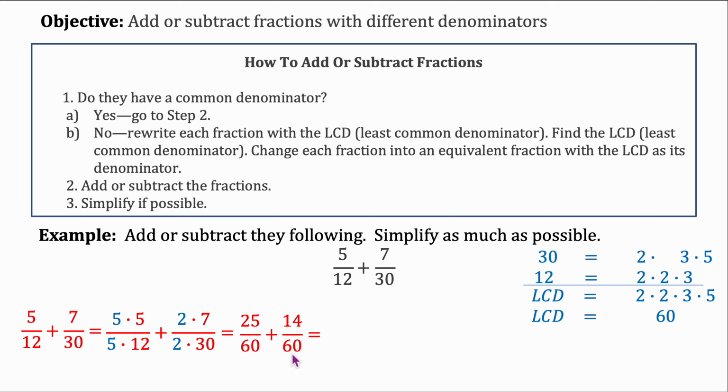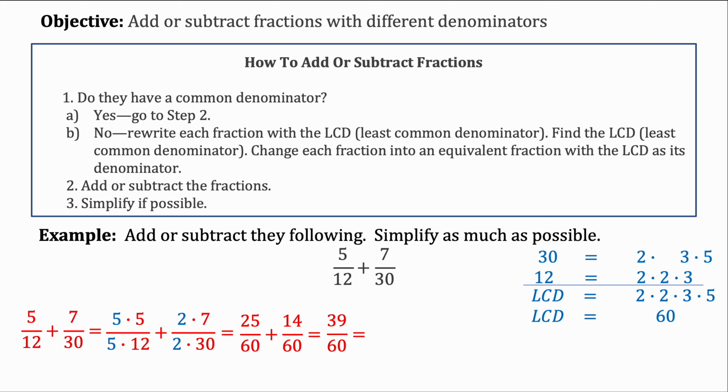So now we keep the 60, you add up the tops. 25 plus 14 is 39. Now, the instructions say to simplify if possible. So we want to simplify as much as possible. To do that, we have to see, do they have any common factors in the 39 and the 60? Are they divisible by the same things?